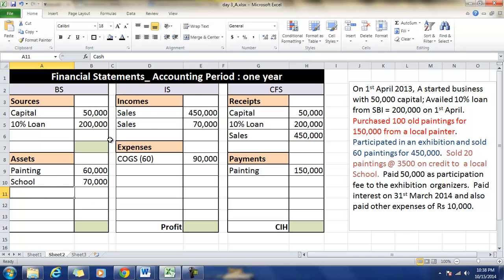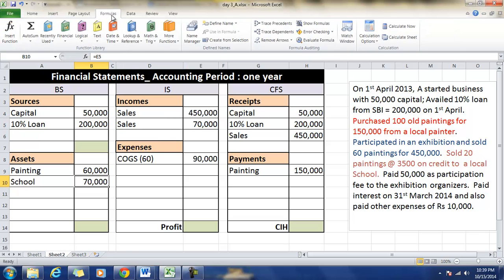You can also ask a question: if it is a credit sale, why are we recording it? The recording of a transaction is governed by an accounting concept called the accrual principle. The accrual principle says that the transaction should be recorded at the time of happening of the transaction, irrespective of the actual cash inflows and cash outflows. So we have recorded the sales because of the accrual principle, and there is no cash flow to that extent.